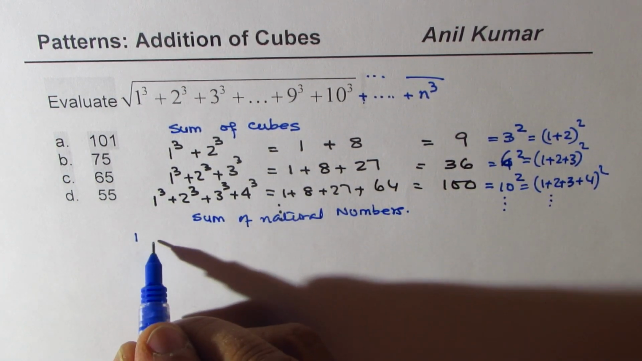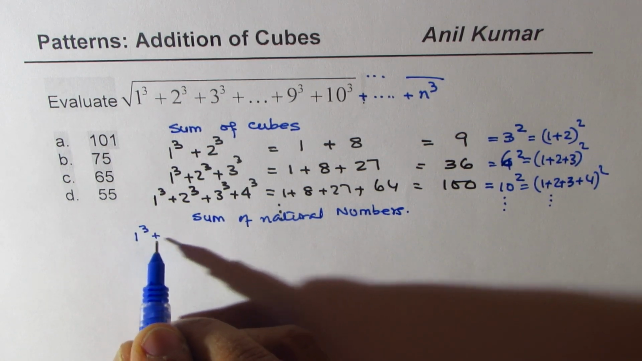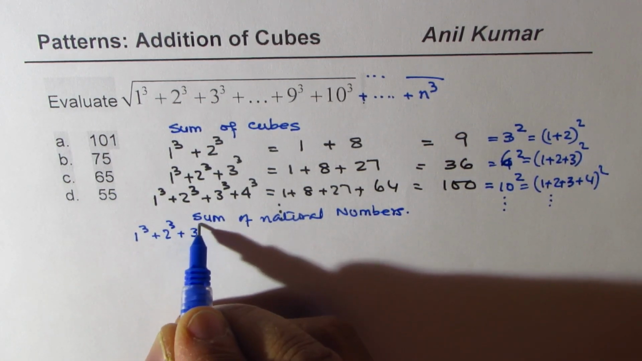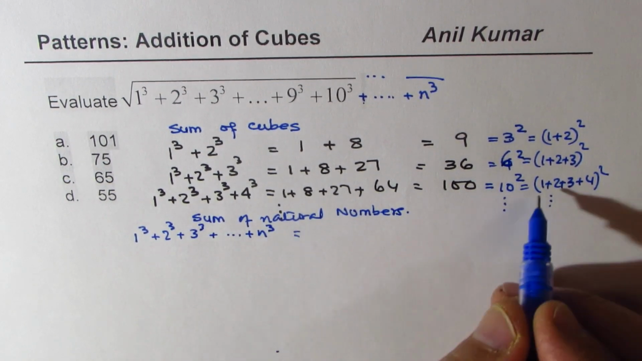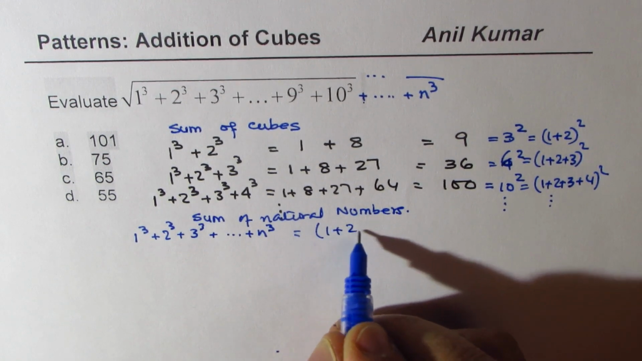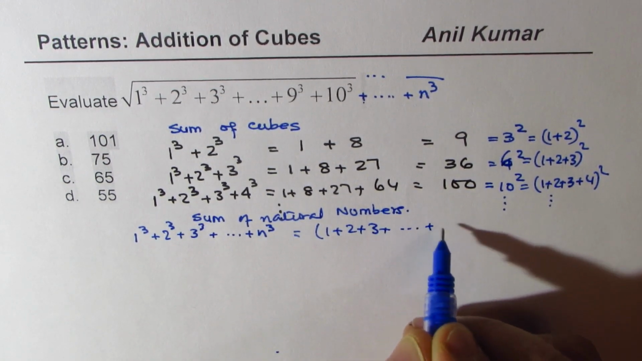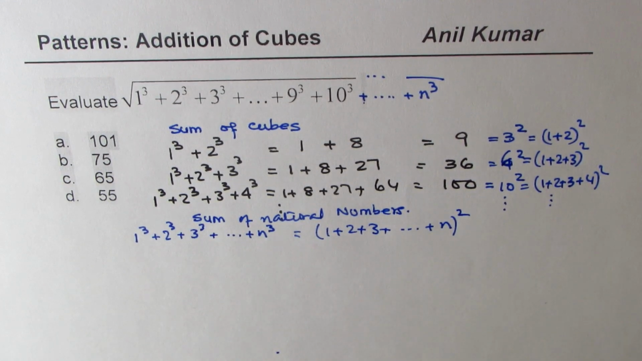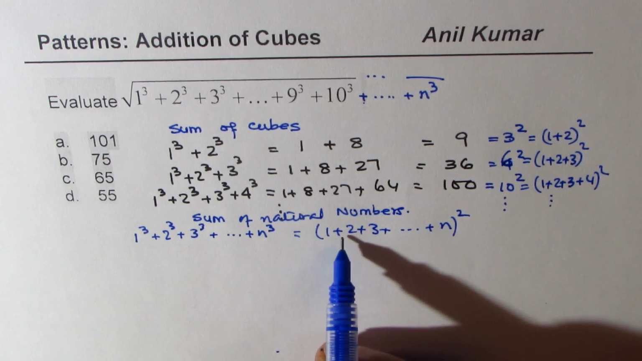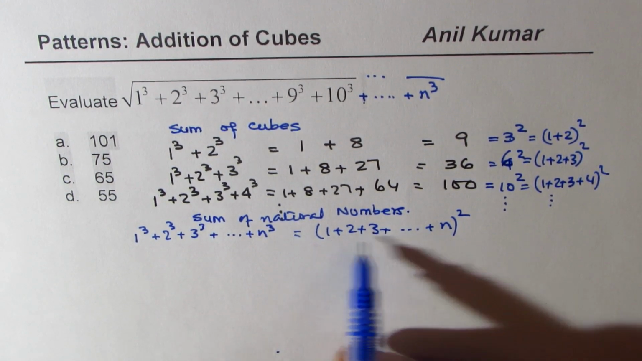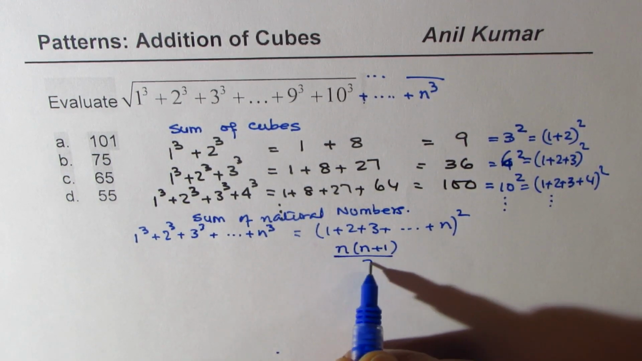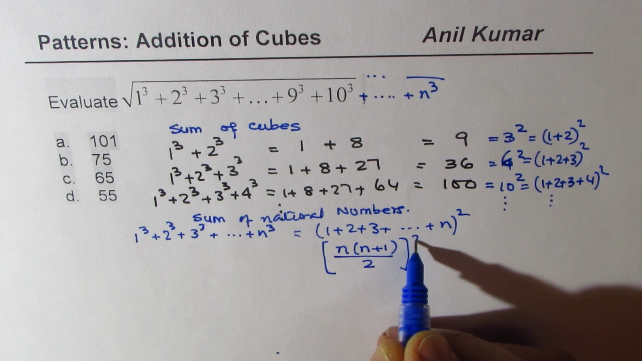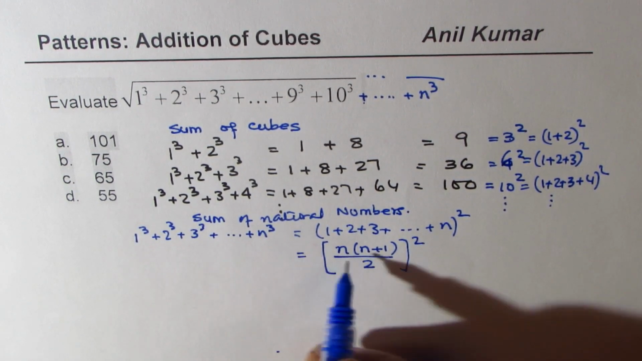So if I go from, let's say, 1 cube plus 2 cube plus 3 cube and so on till n cube, in that case, what I get here will be 1 plus 2 plus 3 plus so on till n whole square. That is what we get. And the sum of natural numbers is a standard formula, right? This standard formula everybody knows, that is n times n plus 1 divided by 2. So the answer is the square of all this, the sum of natural numbers. Do you see that?